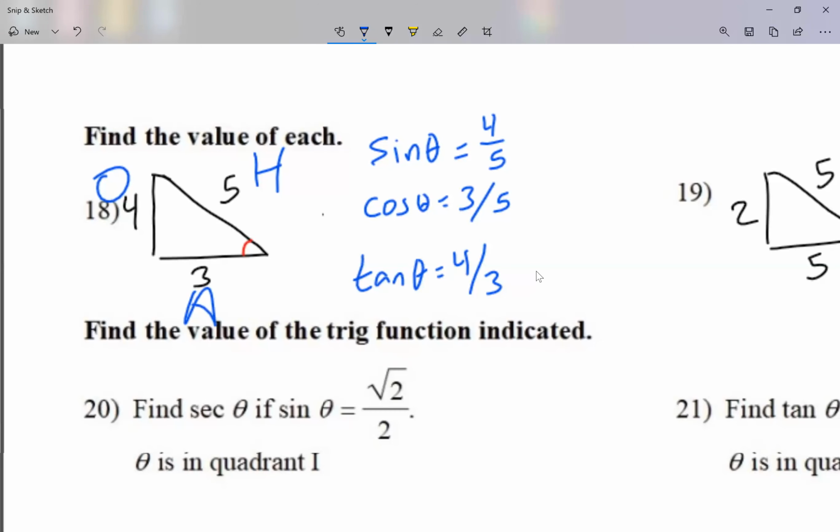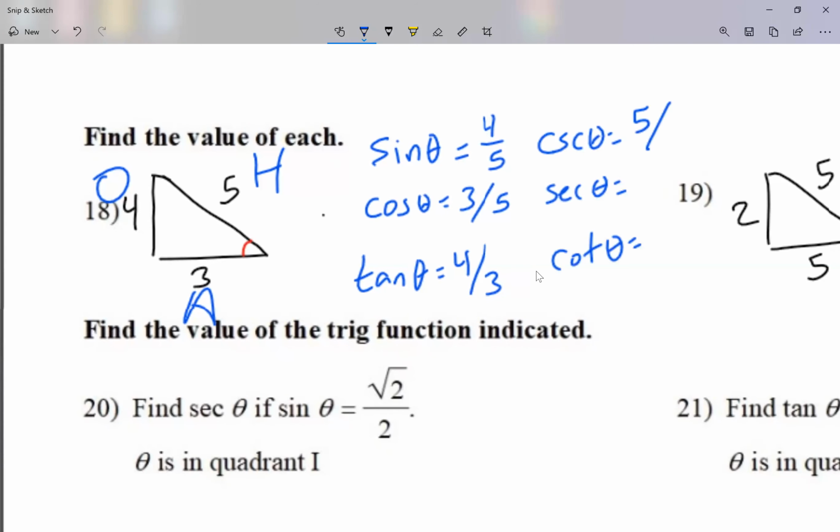I can ask you for the cosecant of theta. I could ask you for the secant of theta. And I can ask you for the cotangent of theta. Now, cosecant is the reciprocal of sine. So sine is 4/5, cosecant is 5/4. Secant is the reciprocal of cosine. Since cosine is 3/5, secant is 5/3. And the same thing for cotangent. Cotangent is the reciprocal of tangent. Since tangent is 4/3, cotangent is 3/4.